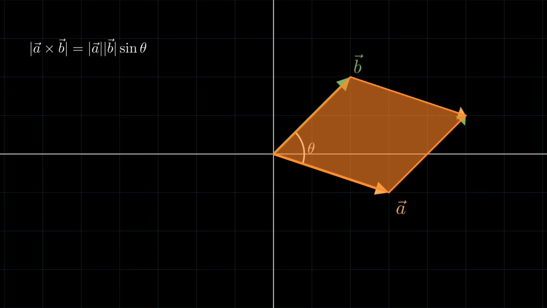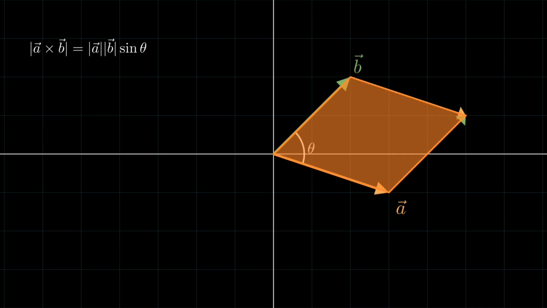But this result isn't a number like in the dot product, it's a new vector. A vector that is perpendicular to the plane formed by A and B. You can see the highlighted parallelogram formed by the two vectors, and the area of this parallelogram is exactly the magnitude of the cross product. So geometrically, this product tells us how much area the two vectors sweep out together.